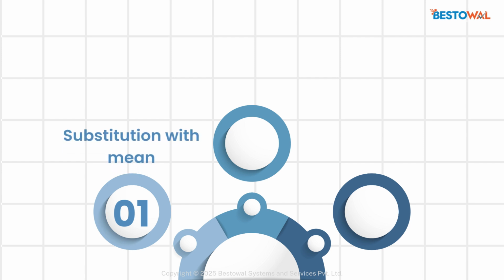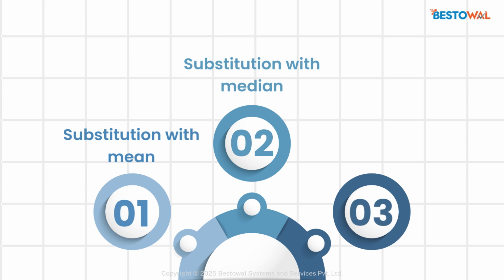What substitution options do we realistically have in SAP IBP? For missing values, the most commonly used and supported approaches are: 1. Substitution with mean. 2. Substitution with median. 3. Substitution with a given value. Each has a specific use case, and none should be applied blindly. Let's talk about using the mean.